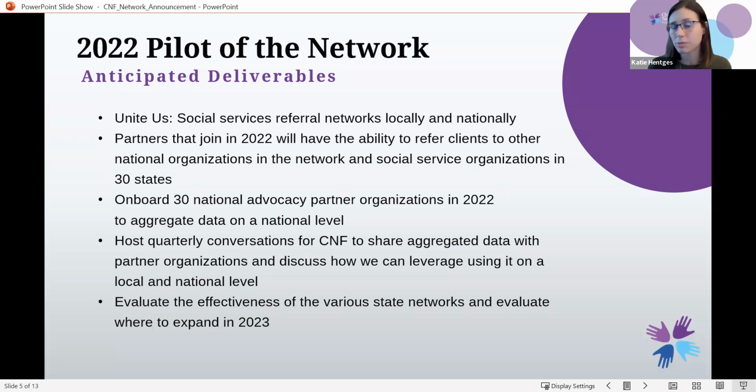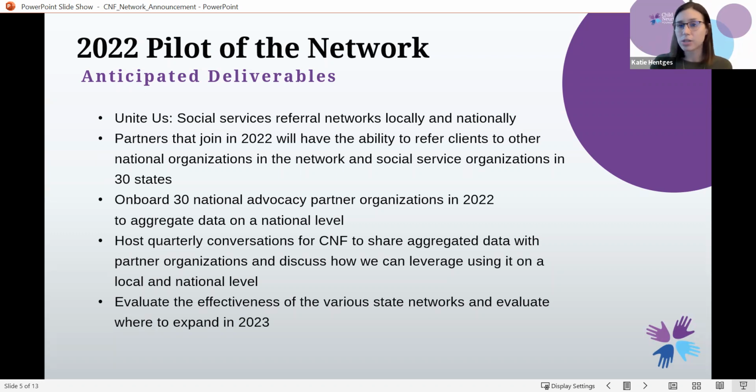So food shelves, transportation assistance, hospitals, clinics, mental health facilities, you name it, any social service organization can join and be connected. Those organizations can then refer to each other within the state. They also have the opportunity for national organizations to connect on a higher level and connect down to all of these individual state-based networks.